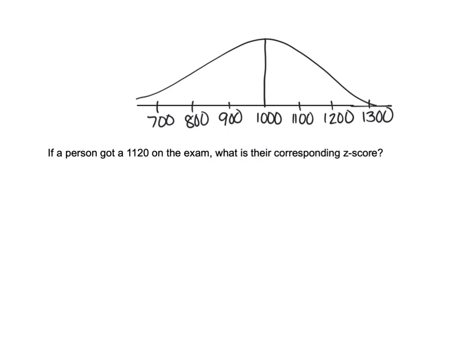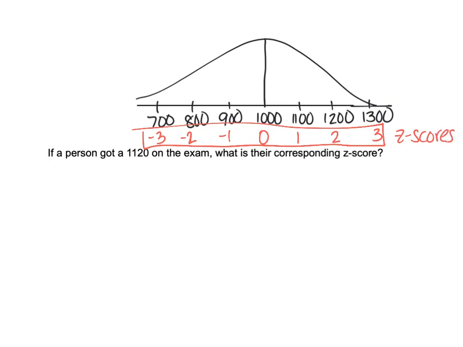So again, with the z-scores, the 0 is the mean, 1, 2, and 3, negative 1, negative 2, and negative 3. So again, these red numbers here are my z-scores, and the blue numbers on top are my corresponding data values. Okay, so I would like to figure out what an 1120 on the exam would be.